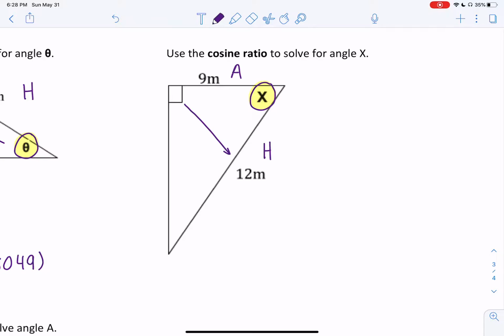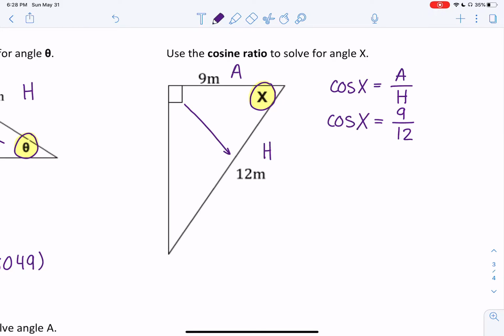Because I have A and H, I know I'm using cosine, and it obviously tells me, but I also want us to practice that, and we'll practice more of it later, figuring out which one to use. So let's write out our whole cosine equation. We have cosine of x is equal to adjacent over hypotenuse. Now we fill in our values. In this case, our angle is still x, so we can just leave that. The length of our adjacent side is 9 meters, and the length of the hypotenuse is 12 meters.